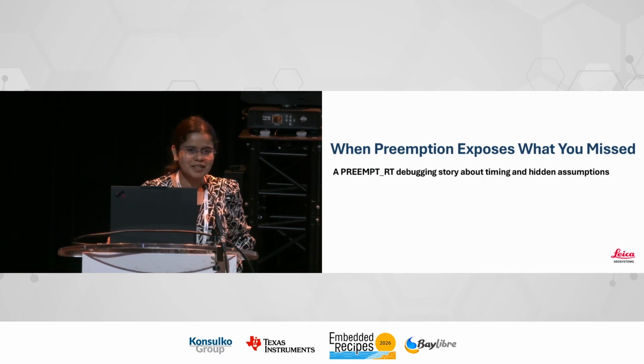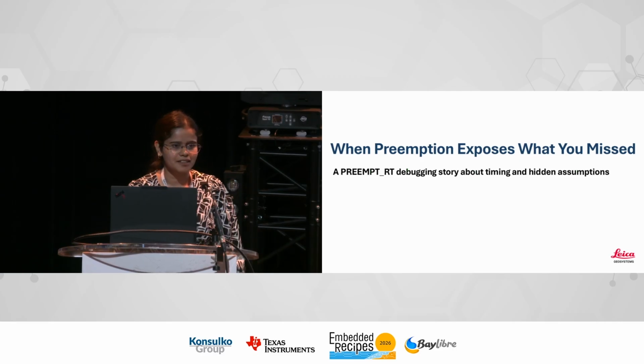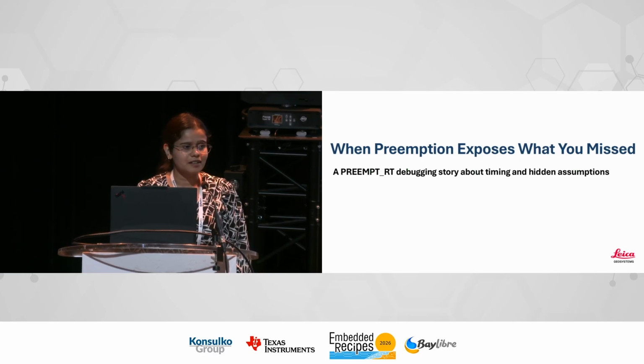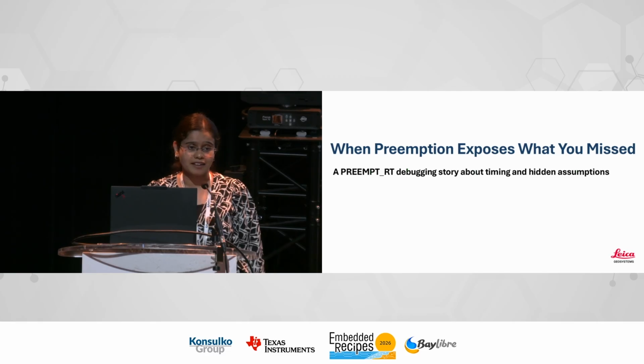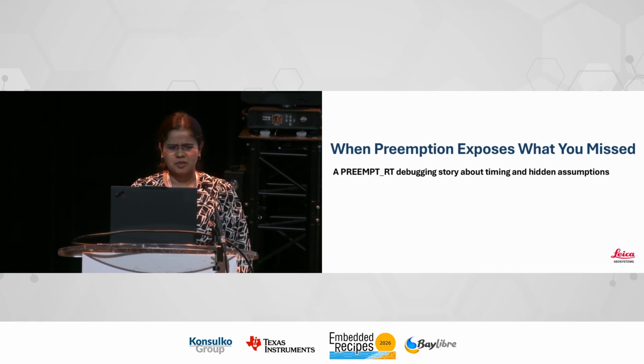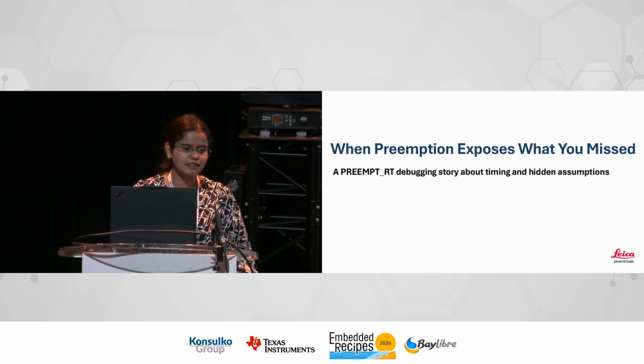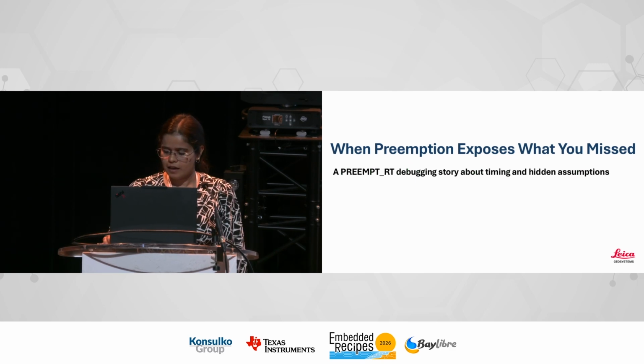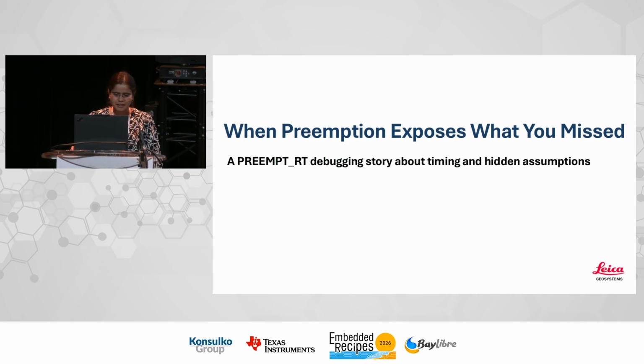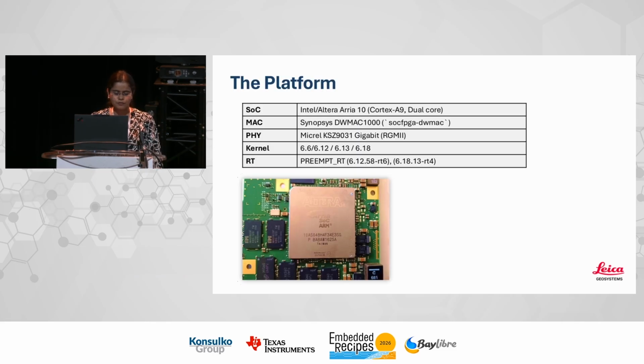So we just had a very nice talk around real-time networking with Preemption. Now I would like to share a debugging story around it, where it was just a routine kernel upgrade, and it helped to find out issues with the reset naming, some timing issues, and some hidden assumptions that we had. Before starting the story, something about the platform where I observed it.